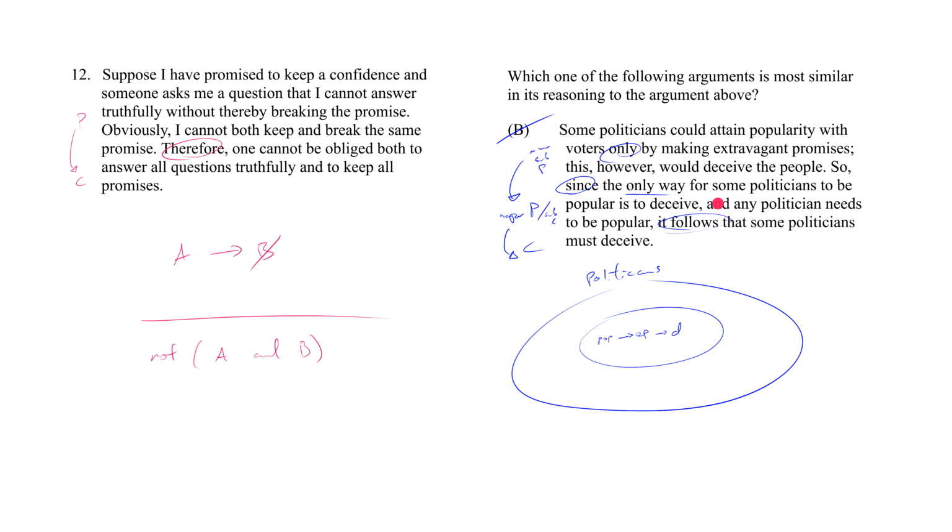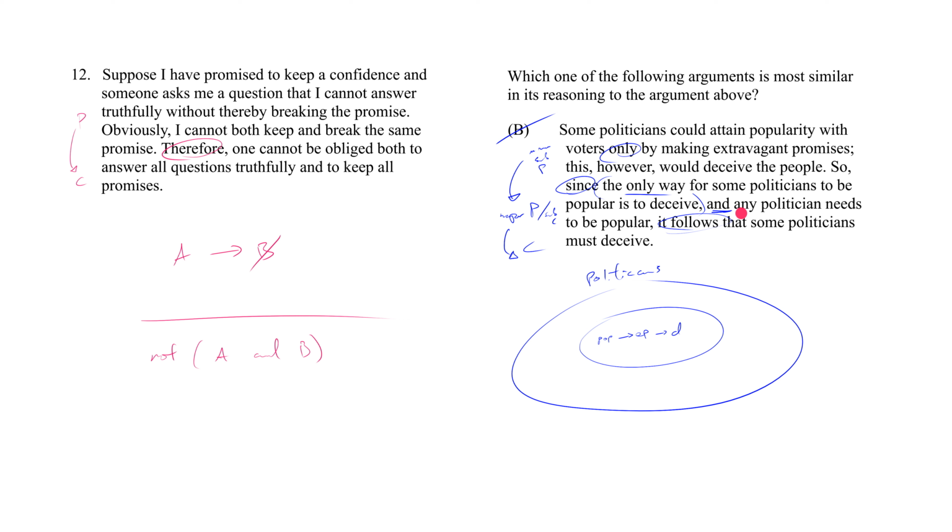Okay, now we say, since the only way for some politicians to be popular is to be deceptive, right? And you see that this has been shown already. It's true for some politicians. If you want to be popular, you have to deceive, right? They just showed that with these. Here comes the new premise, right?